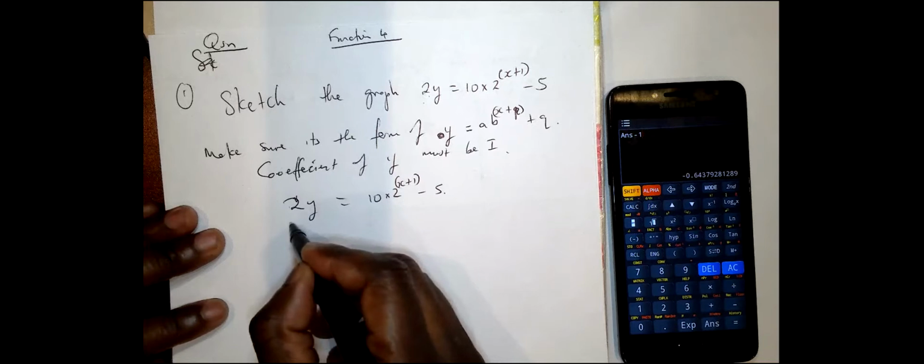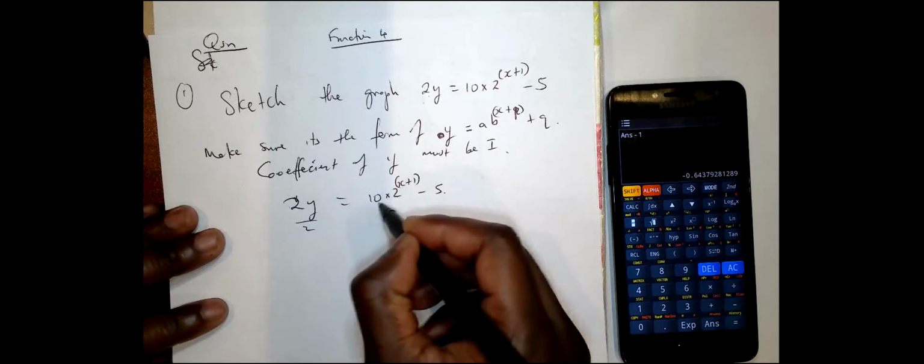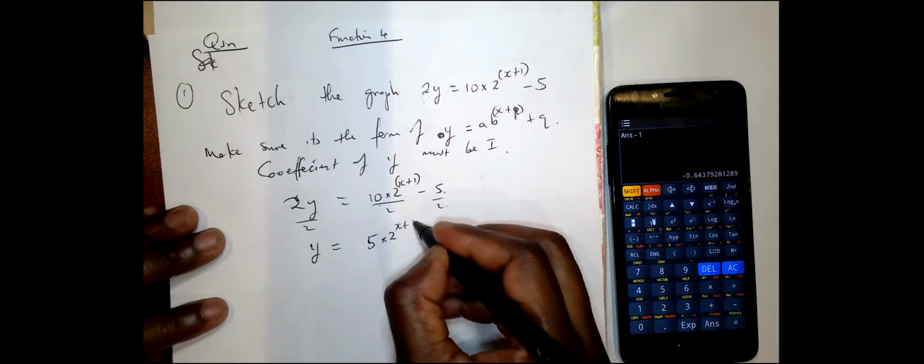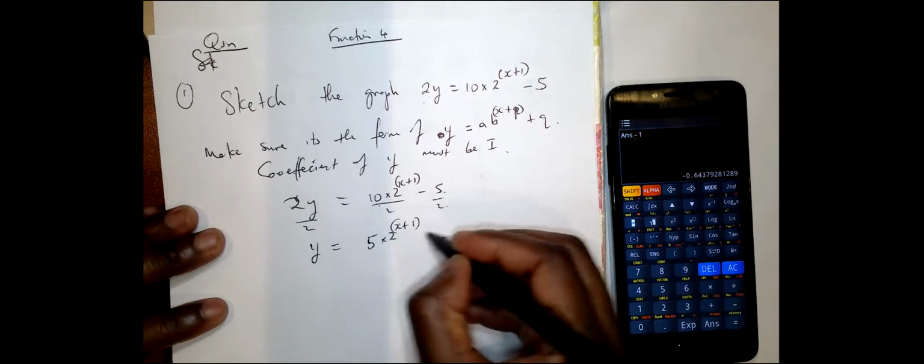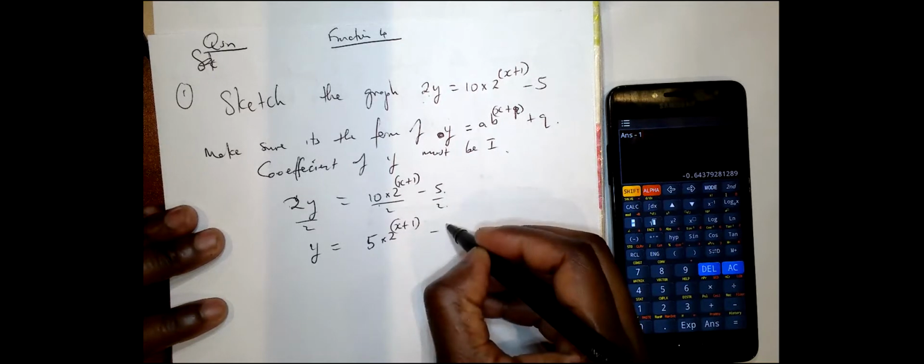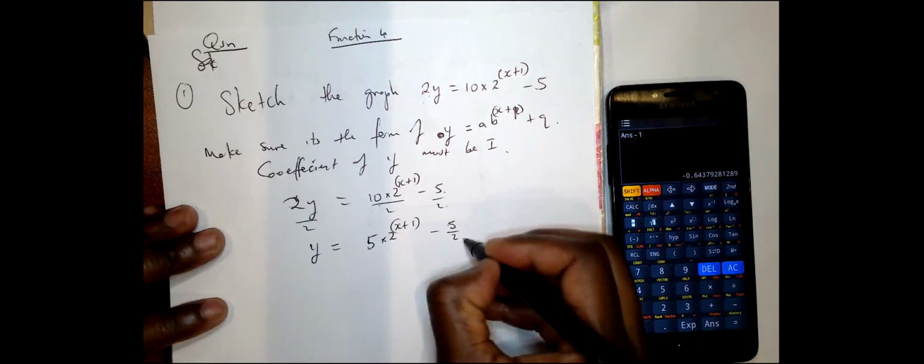We divide by 2 there. So y is going to be equal to 5, because if you divide by 2 it's going to be 5 times 2 to the power x plus 1, minus 5 over 2. That's what we have there.